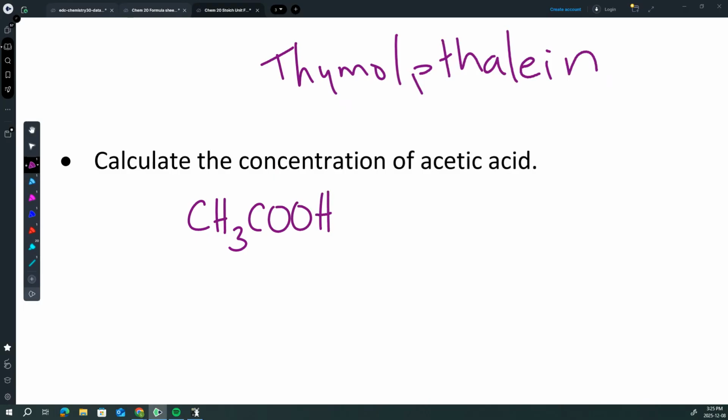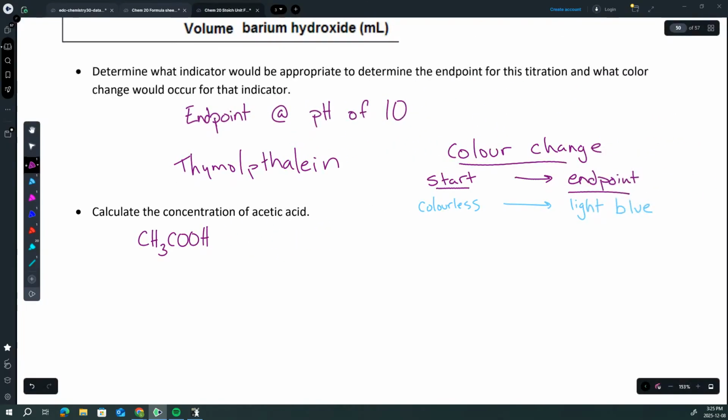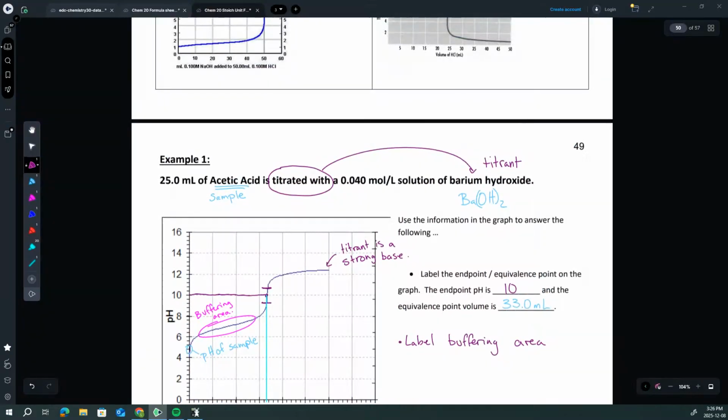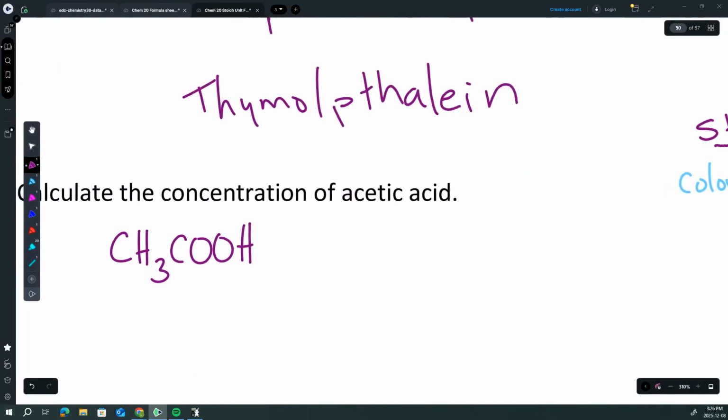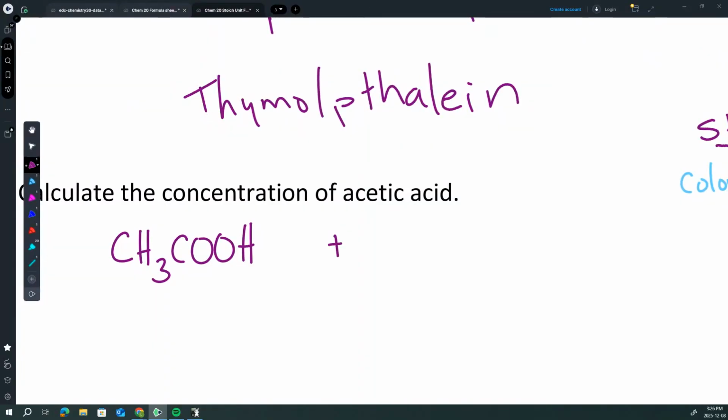So with this, essentially what we're doing is now we're going to be getting into the 4 steps of Stoich that we need in order to solve for the concentration of acetic acid. Okay, so we were told that acetic acid is being titrated with barium hydroxide. So another way to say that is acetic acid is reacting with barium hydroxide. Okay, that'll help us create our balanced chemical equation.